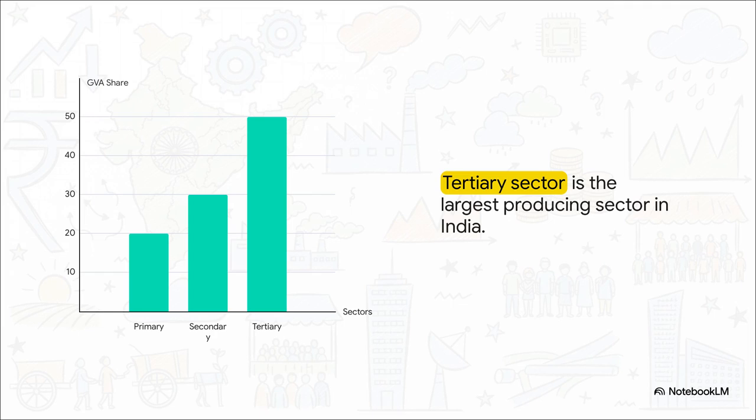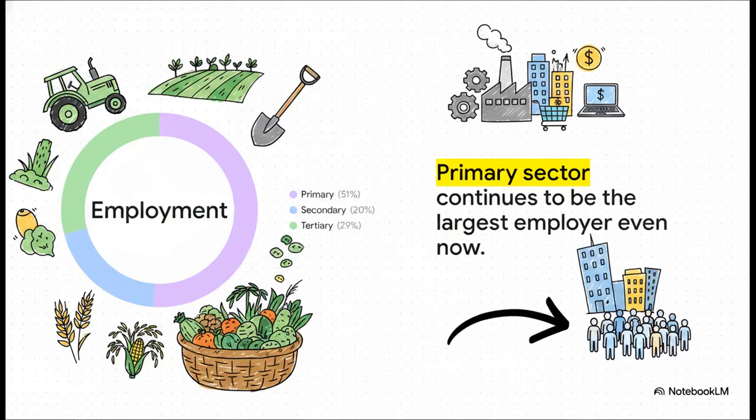Things get really interesting when we look at India's growth over a 40-year span. Between 1977 and 2017, there is just this massive explosion in the tertiary sector. Driven by a huge surge in basic services, IT, banking, and trade, the service sector completely took over. It became the absolute largest producing sector in India, leaving agriculture and manufacturing totally in the dust in terms of pure revenue. But here's the paradox.